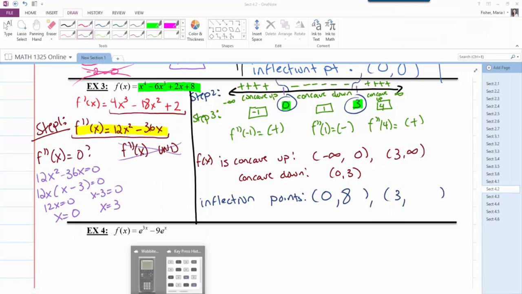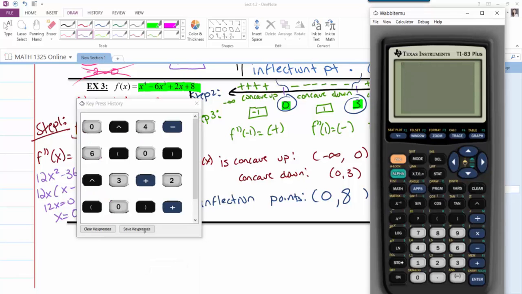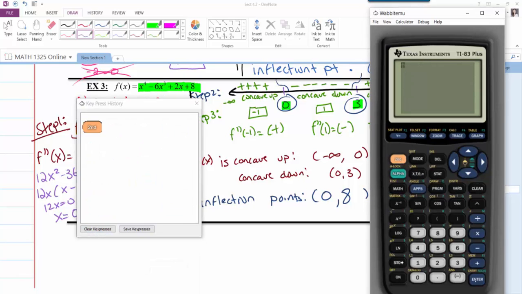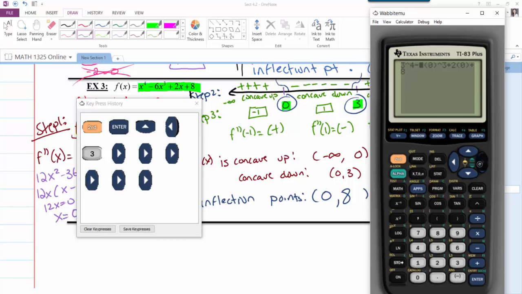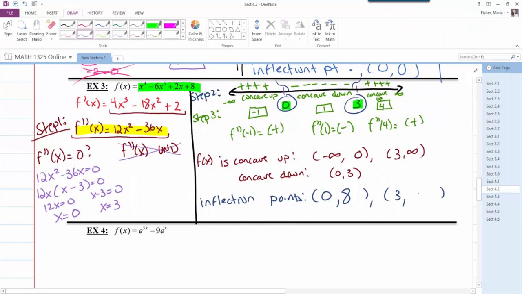And then the other point of inflection. What I'm going to do here is hit second and enter, and then go back and make all of my zeros into the number 3. So 3 to the 4th minus 6 times 3 to the 3rd plus 2 times 3 plus 8, and we end up with negative 67. So our other point of inflection is at 3 comma negative 67. So we have two points of inflection, one at 0, 8, and one at 3 comma negative 67.